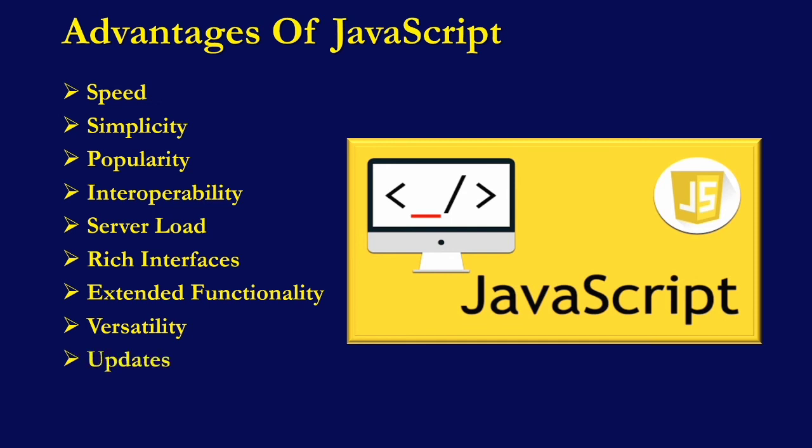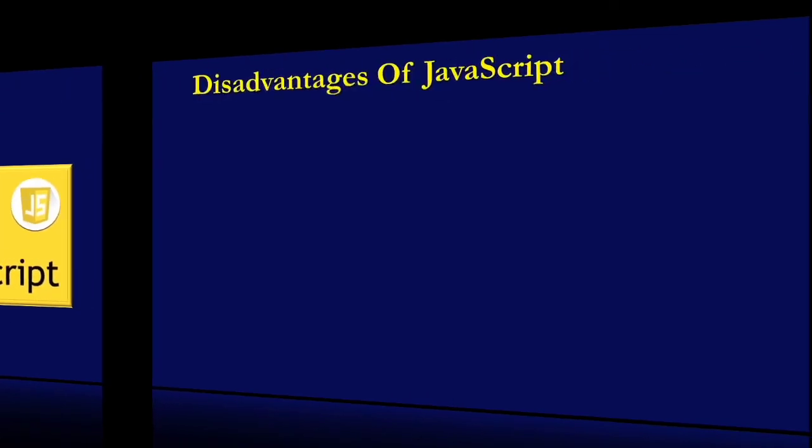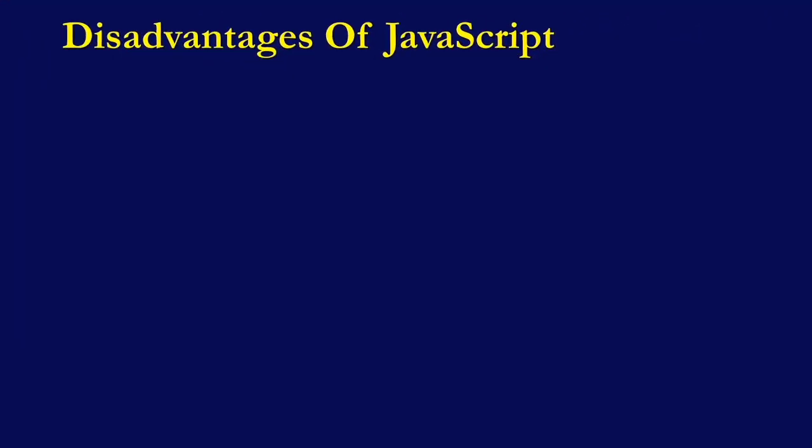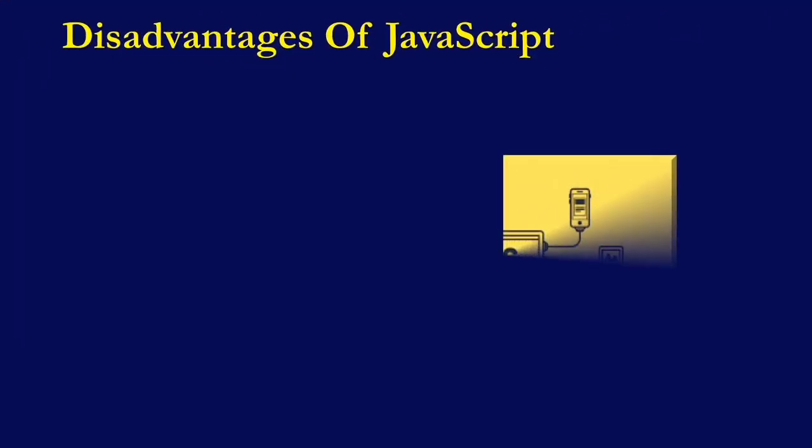Updates. Since the advent of ECMAScript 5, the scripting specification that JavaScript relies on, ECMA International has been dedicated to updating JavaScript annually. So far, we have received browser support for ES6 in 2017 and look forward to ES7 being supported in future. So let's move to the disadvantages of JavaScript.